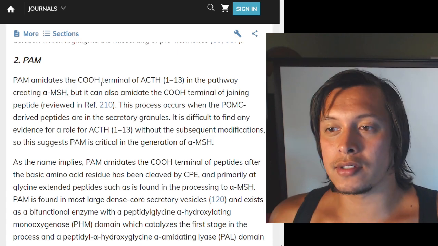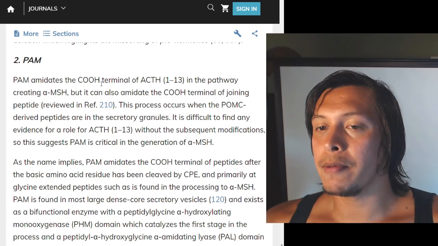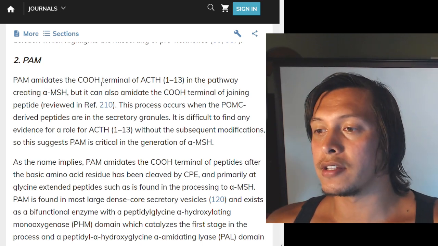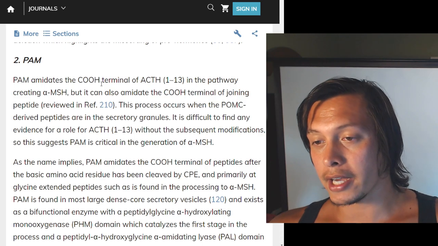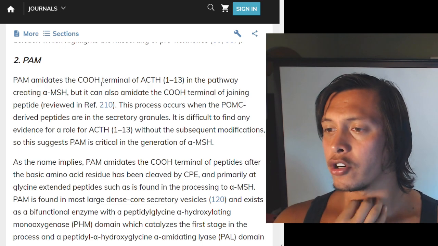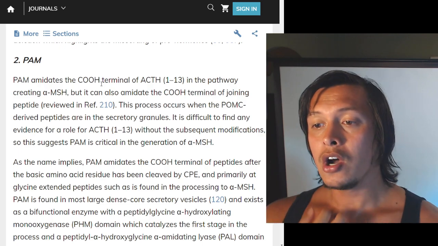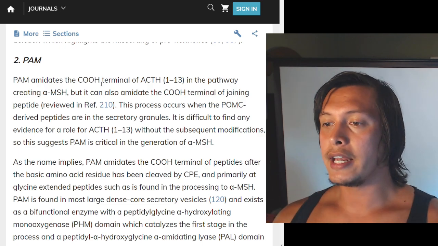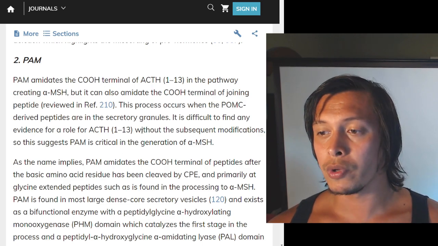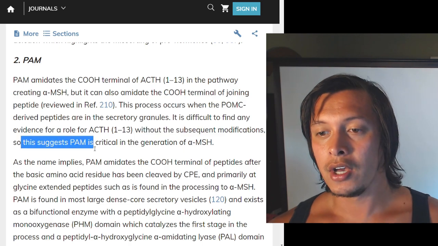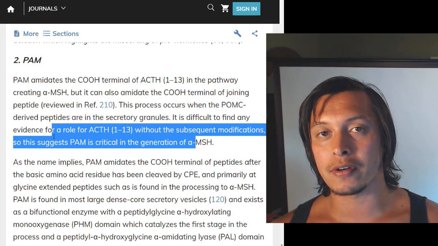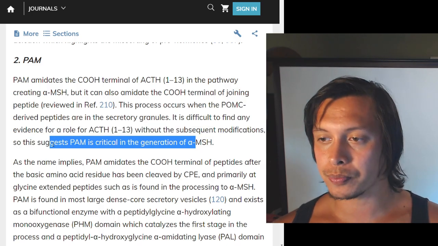PAM amidates the C-terminal of ACTH in the pathway creating alpha-melanocyte stimulating hormone, but it can also amidate the C-terminal of joining peptide. This process occurs when the POMC-derived peptides are in the secretory granules. It is difficult to find any evidence for a role for ACTH without the subsequent modifications. So this suggests PAM is critical for the generation of alpha-melanocyte stimulating hormone.